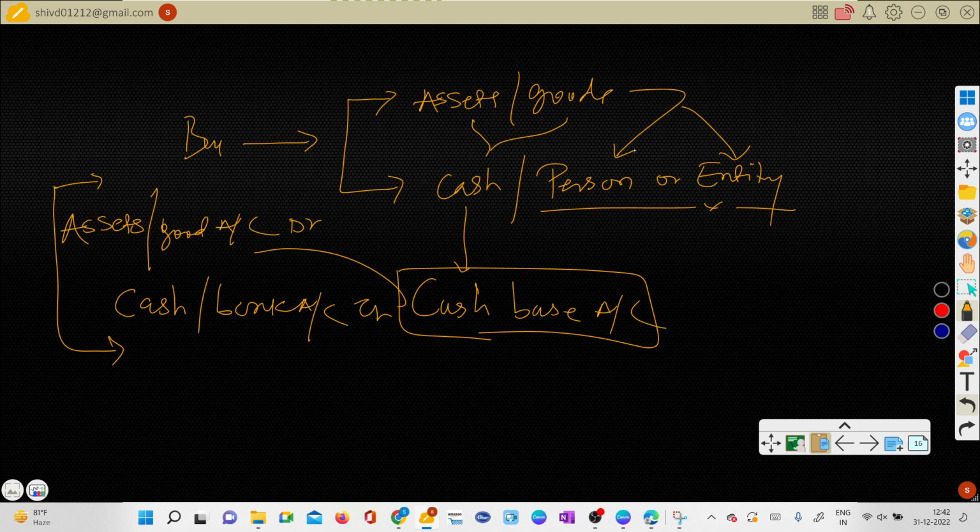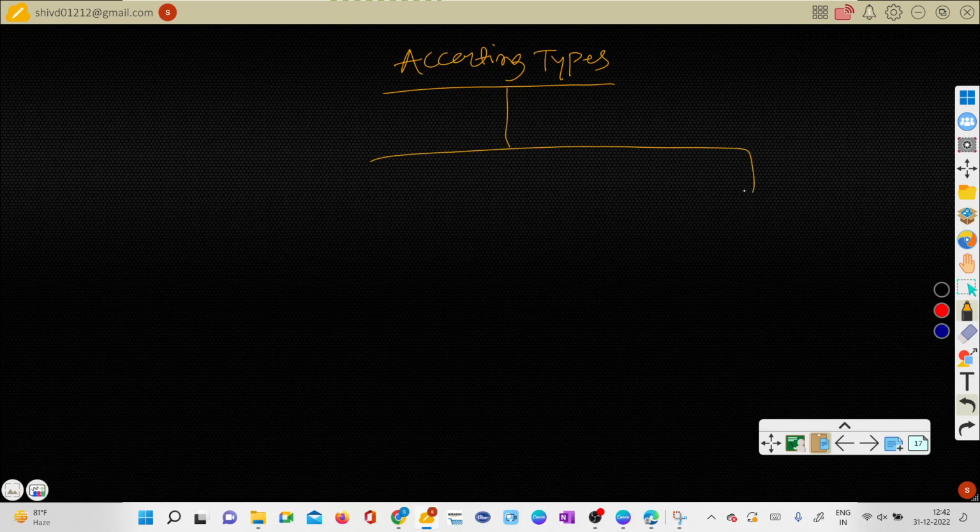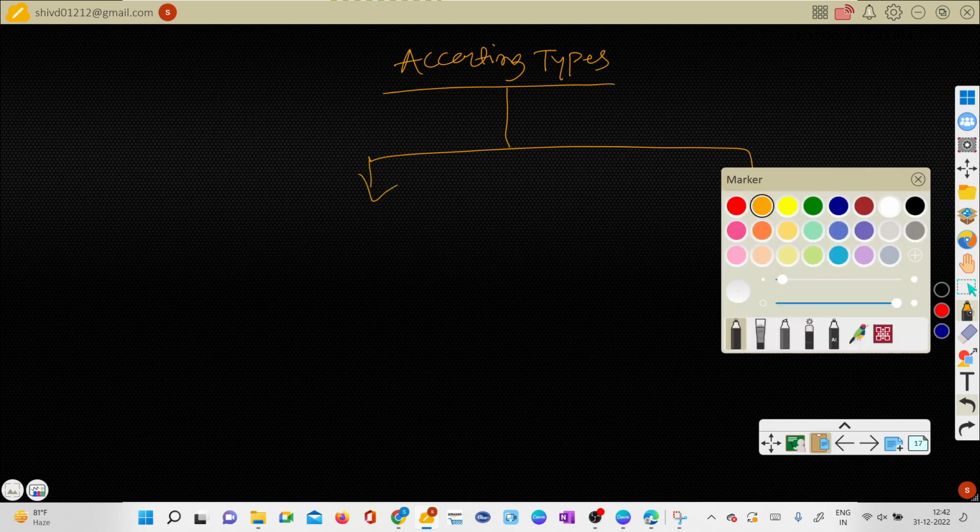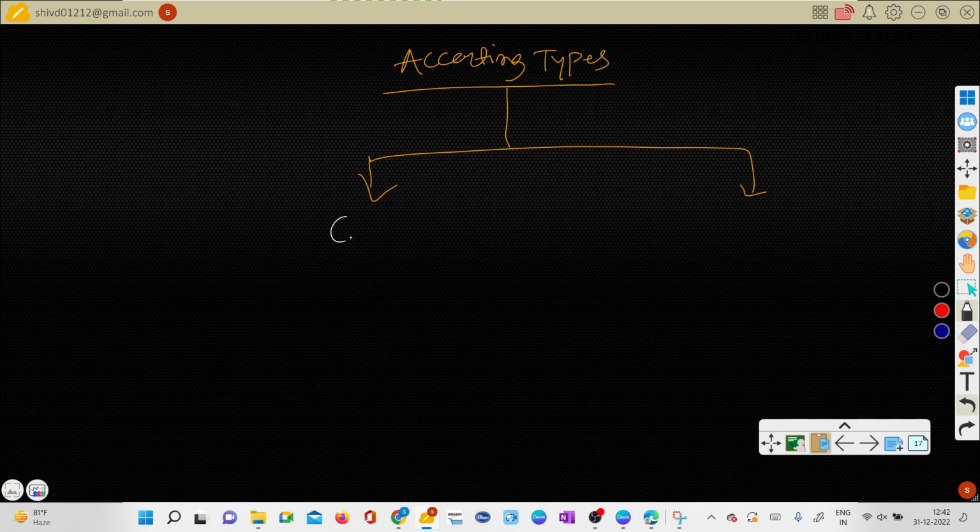So that's what we have: two types of accounting, very important. Accounting types: one which is cash based, and another one is accrual based. When we say cash based, it means it's a net transaction, guys.